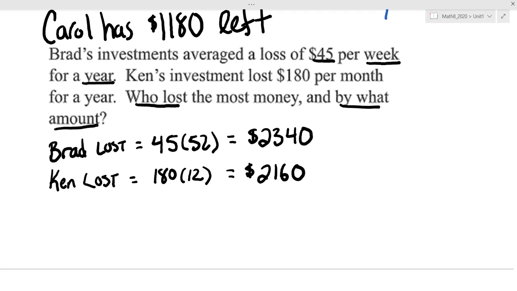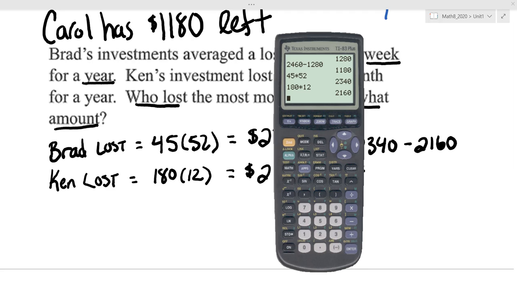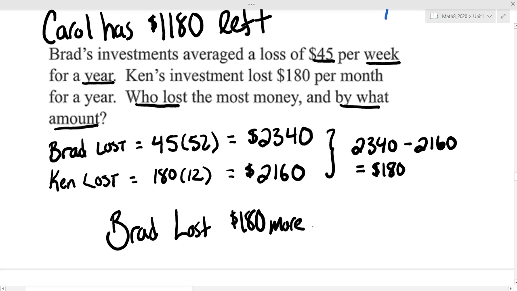So we're gonna go like this. We're gonna go 2,340 minus 2,160. What does it equal? And then grab my calculator. 2,340 minus 2,160 equals 180. So we can say Brad lost $180 more dollars.